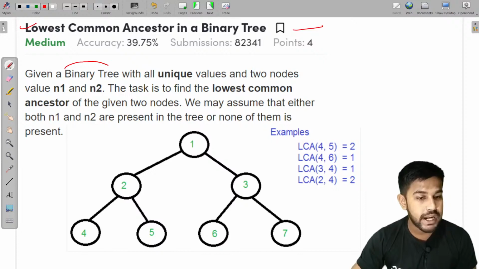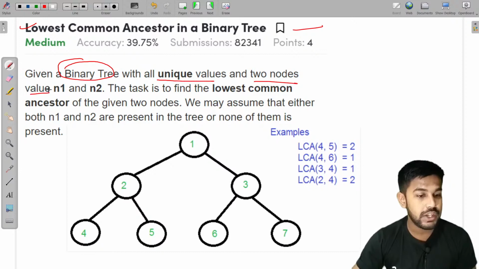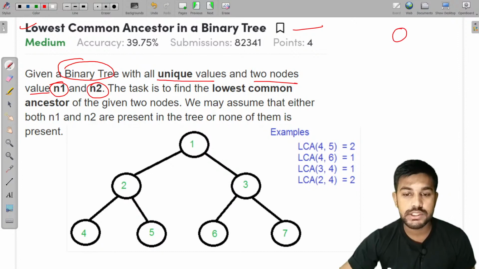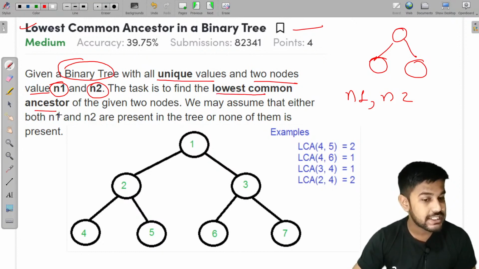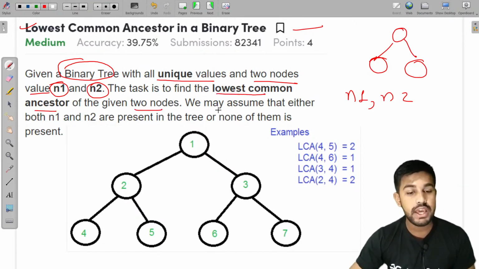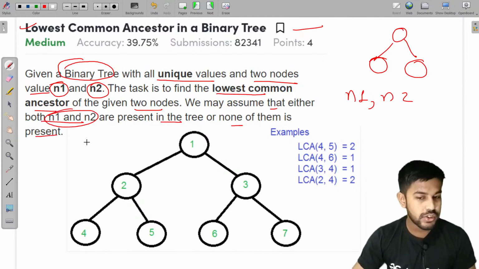We are given a binary tree with all unique values and two nodes with values n1 and n2. Suppose this is a binary tree and we would be provided with two values, n1 and n2. The task is to find the LCA, that is the lowest common ancestor of the given two nodes. We assume that either both n1 and n2 are present in the tree or none of them is present. So now let us look at what is LCA.